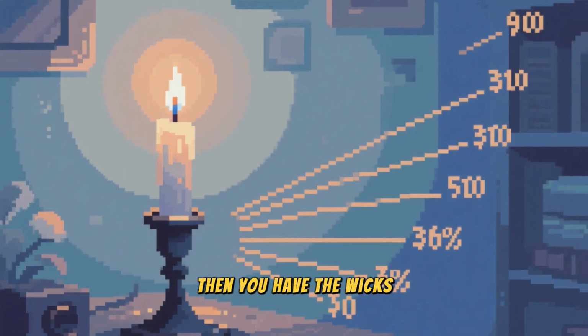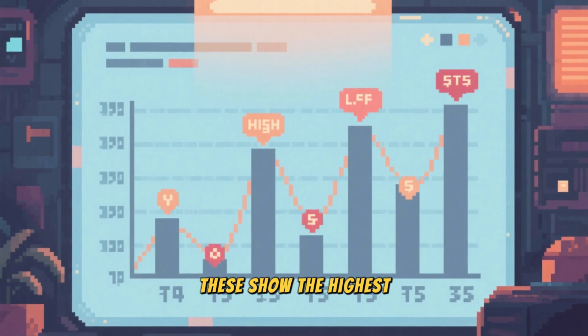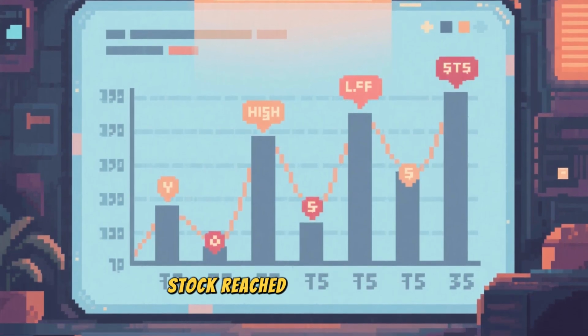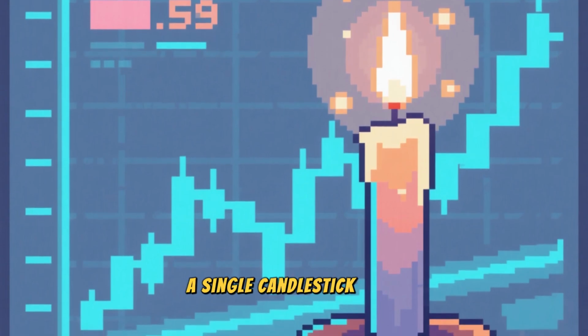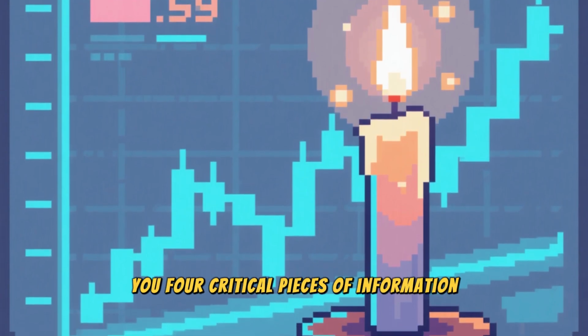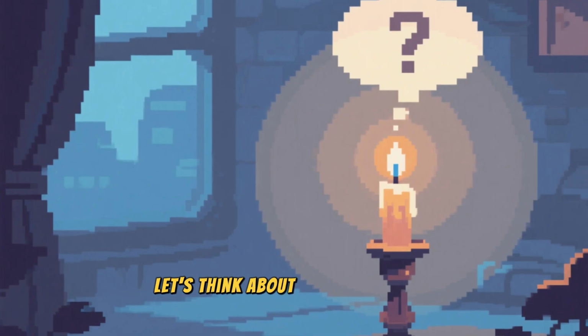Then you have the wicks, which are the thin lines above and below the body. These show the highest and lowest prices the stock reached during that day. So, in one quick glance, a single candlestick gives you 4 critical pieces of information: the open, the close, the high, and the low. Let's think about what this means.